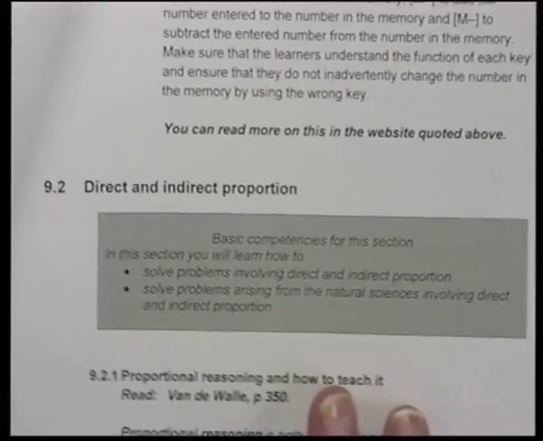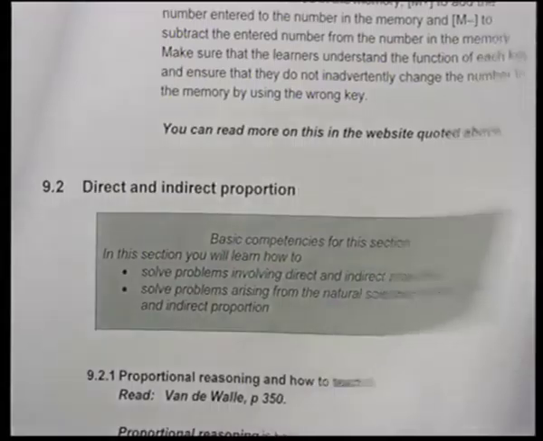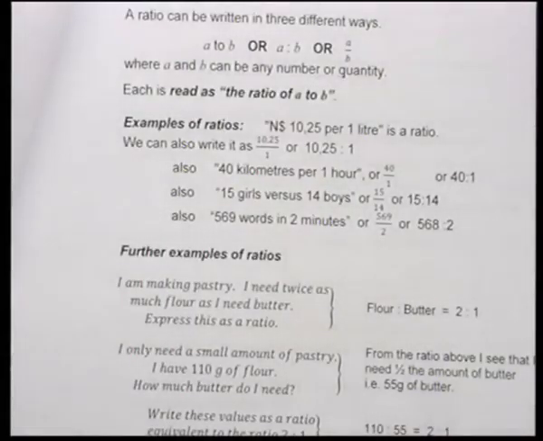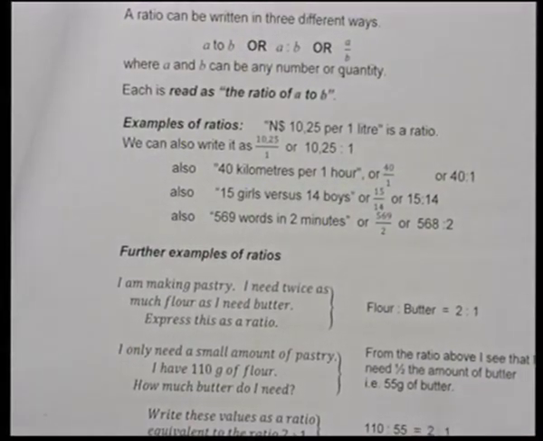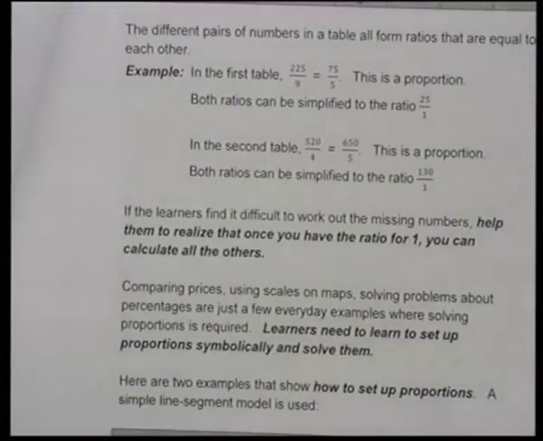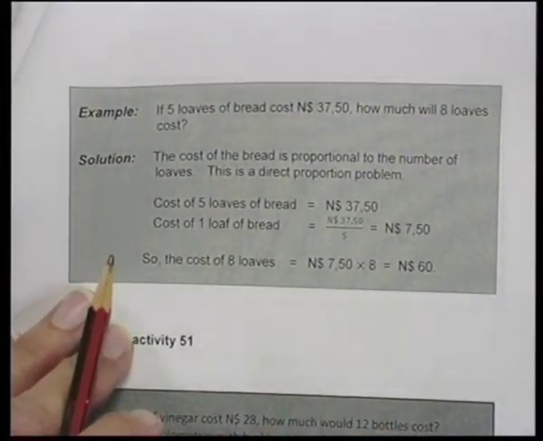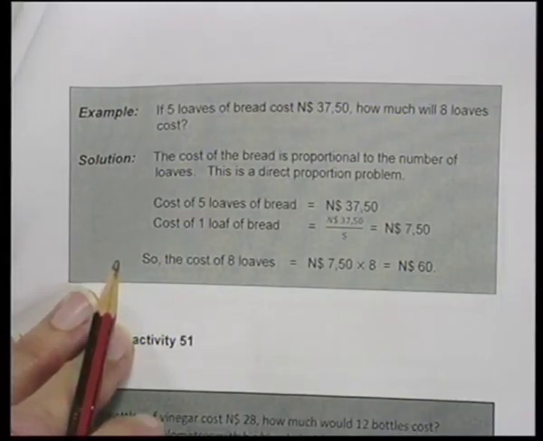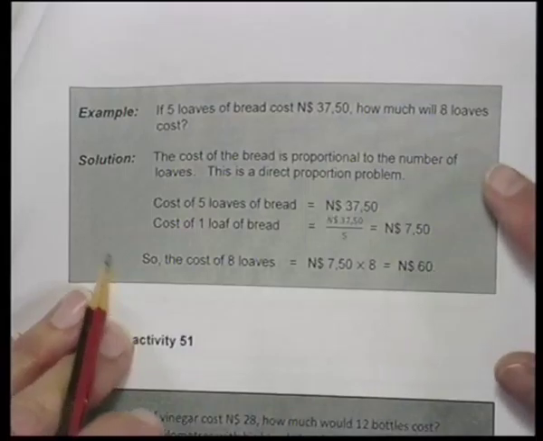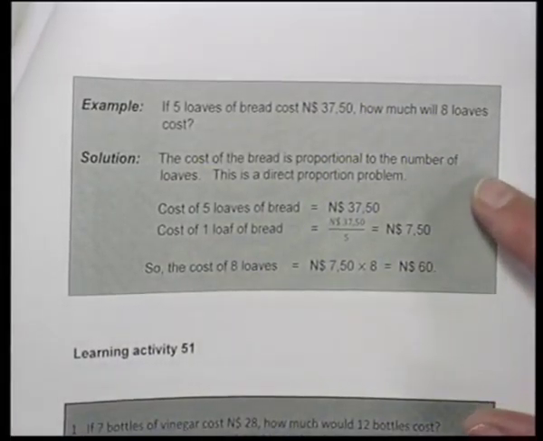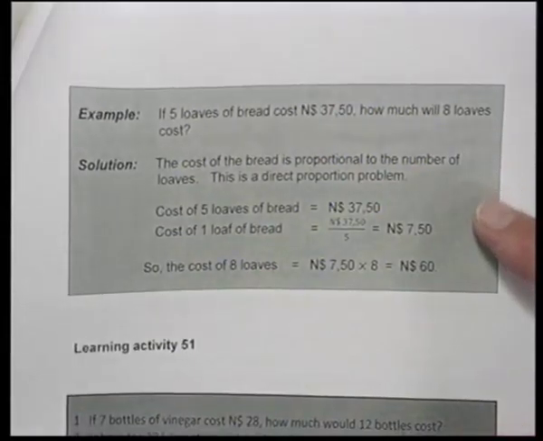Okay, let's go to direct and indirect proportion. Let's look at some examples that we can see here. Direct proportion. Okay, let's look at this example of direct proportion. If 5 loaves of bread cost 37.5, how much will 8 loaves cost? The cost of the bread is proportional to the number of loaves because all the bread have the same price. This is a direct proportion problem.